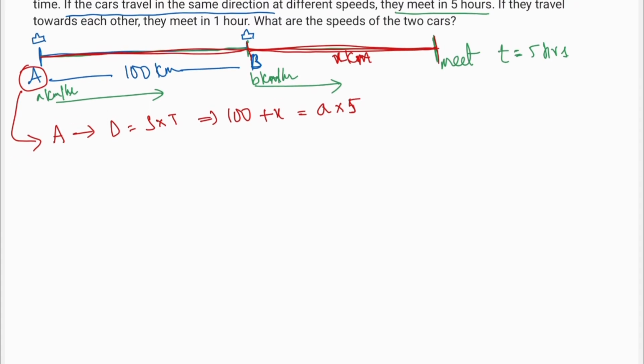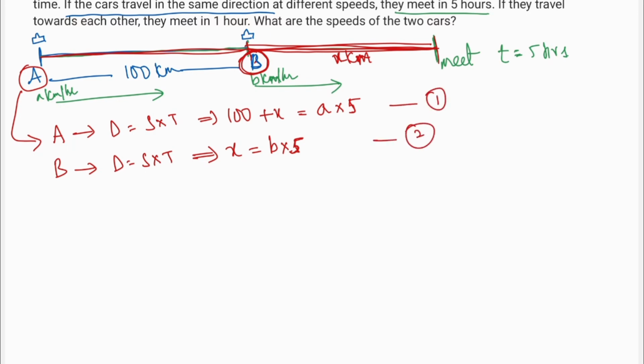What is the distance covered by B? Distance is equal to speed into time. B has covered this x kilometers, which is equal to the speed b kilometers per hour into the time taken, which is 5 hours. So x = 5b. These are the two equations we have.